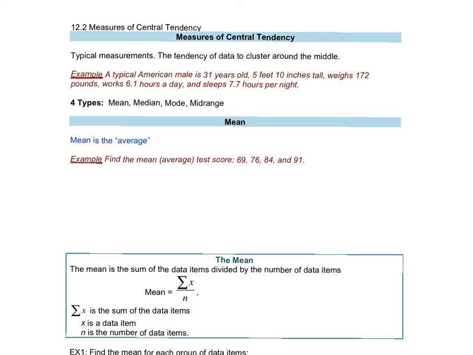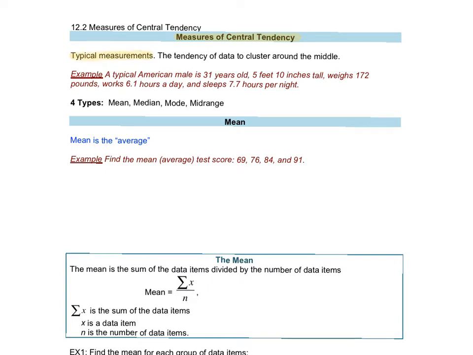In the last section, we collected our data and we organized it. And now we're going to measure our data. We're going to look at what we call our measures of central tendency in this section 12.2. So measures of central tendency are our typical measurements.